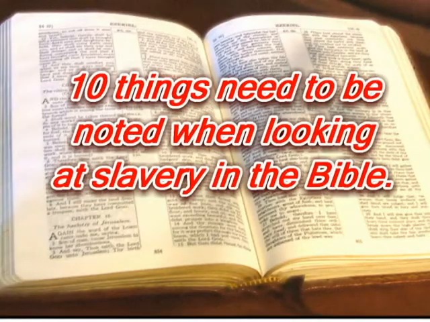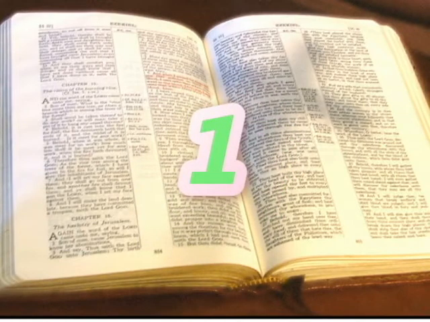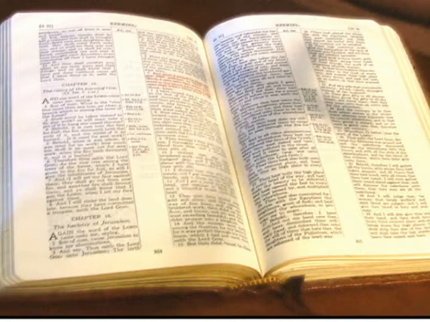10 things need to be noted when looking at slavery in the Bible. 1. The Old Testament texts are historical documents. When studying history, we must remember that the passage of time creates chasms between cultures and societies. Every feature of the past must be interpreted in its own historical context. The experience of a black slave in the Confederate States was not the experience of a slave in ancient Israel.